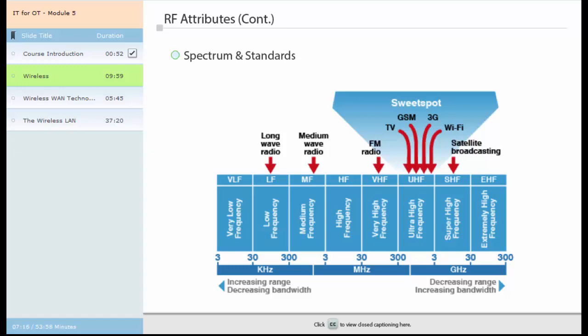In RF systems, the higher the frequency of the signal, the greater the bandwidth capability of the transmission. However, as the frequency of the signal increases, the range decreases. The longer the range, the lower the amount of available bandwidth. The shorter the range, the more bandwidth available.